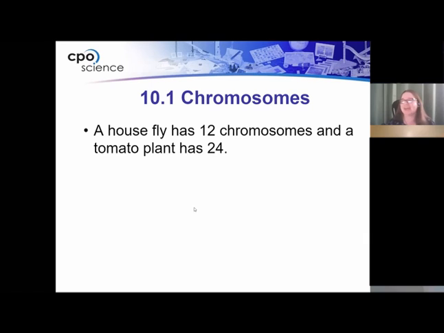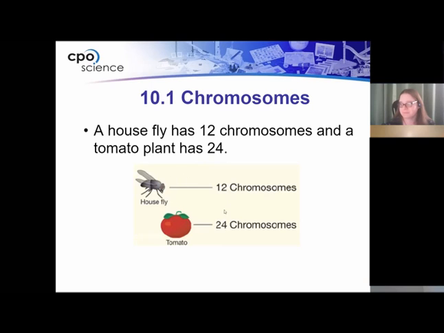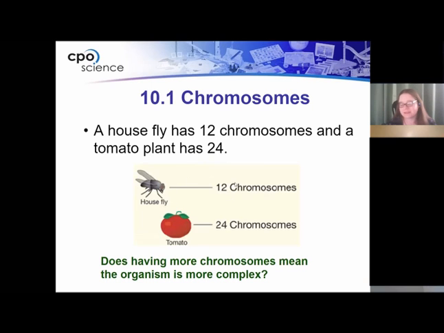All right. So a housefly has 12 chromosomes. A tomato plant has 24. So do you guys think that having more chromosomes means that an organism is more complex? What do you think? Go ahead and tell me in the chat. Do more chromosomes mean that the organism is more complex, has more stuff going on?